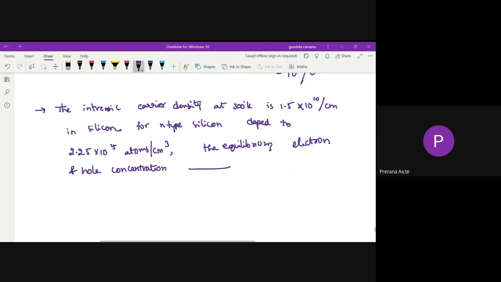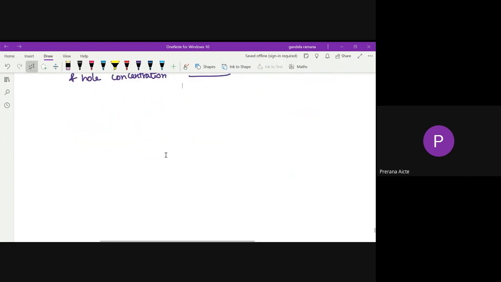So this was asked in 1997, a 2 marks question. What is given to us? The intrinsic carrier density is 1.5 × 10^10 per cm³. The dopant atoms Nd is equal to 2.25 × 10^15 atoms per cm³. By equilibrium, what are N and P?